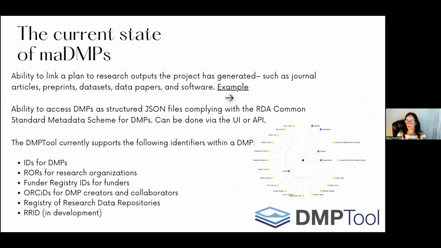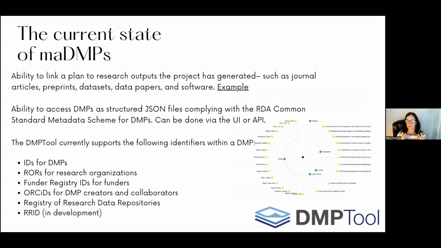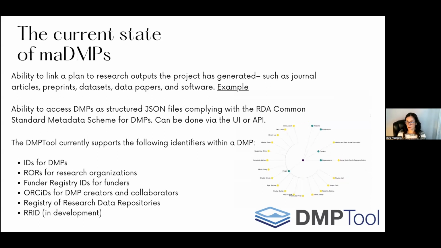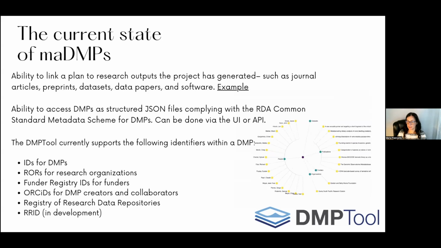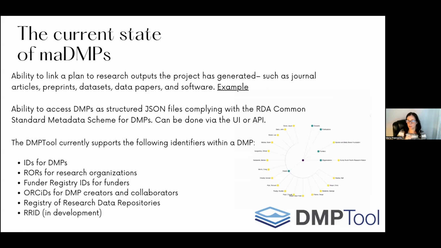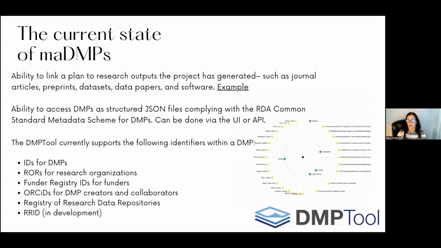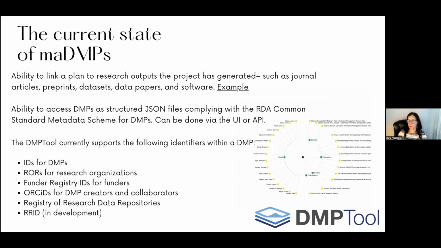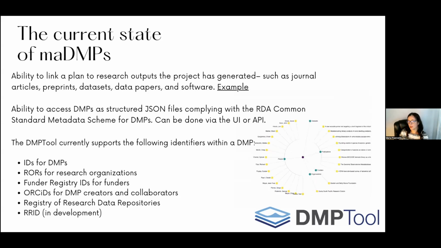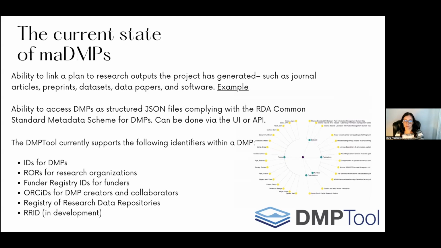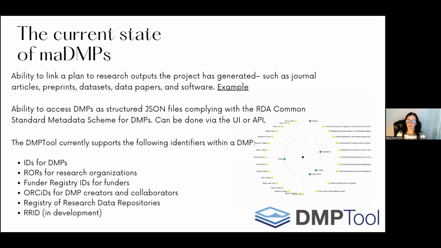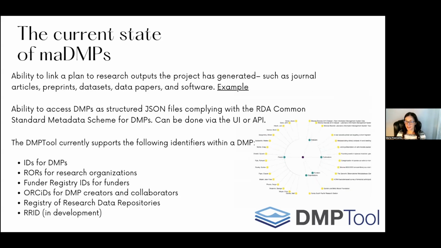So just briefly, what is the current state of machine-actionable DMPs in our environment. We have the persistent identifier for the data management plan, which is the DMP ID. So that's the core piece. You can actually go in and link the plan to project outputs. That is done right now manually. We're building those API connections as well. All files in the DMP tool are structured, and they can be exported as JSON files. You can do that through the UI if people just want to see what it looks like, or through the API as well.